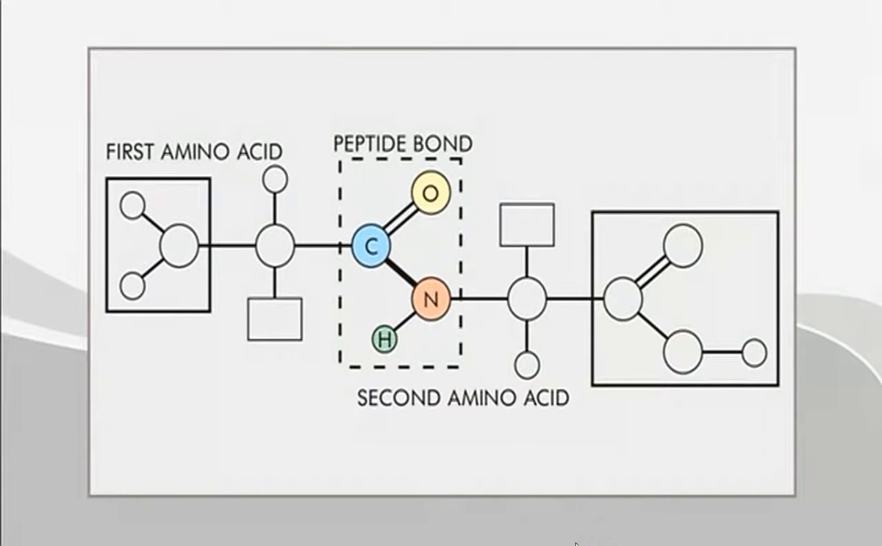When 2 amino acids are positioned end to end, the acid end of one amino attaches to the amino end of another. The bond created is called the peptide bond or end bond.